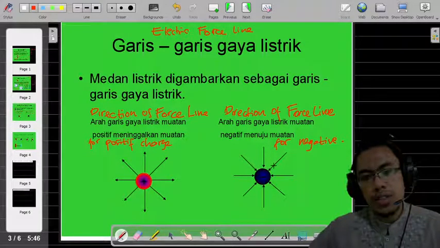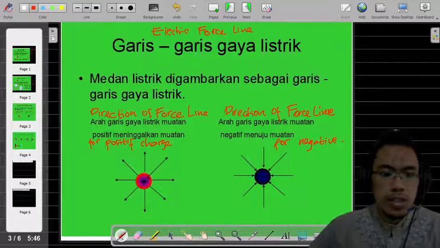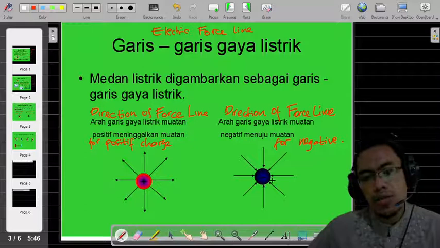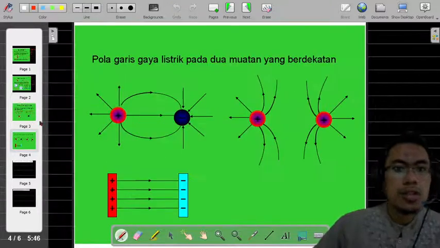So you can see the difference between these two. This is the proton, the line will leave. Meanwhile, for the negative charge, the line will move into the electron.